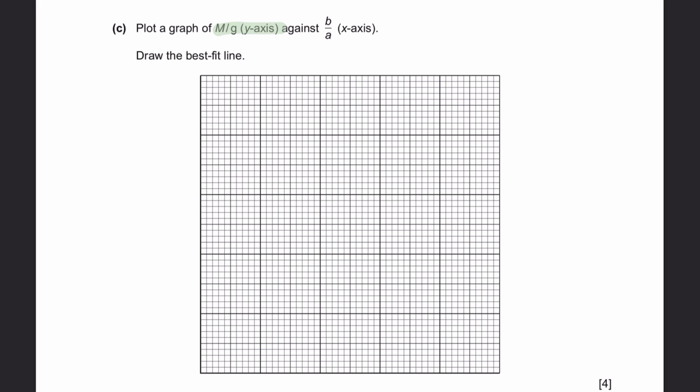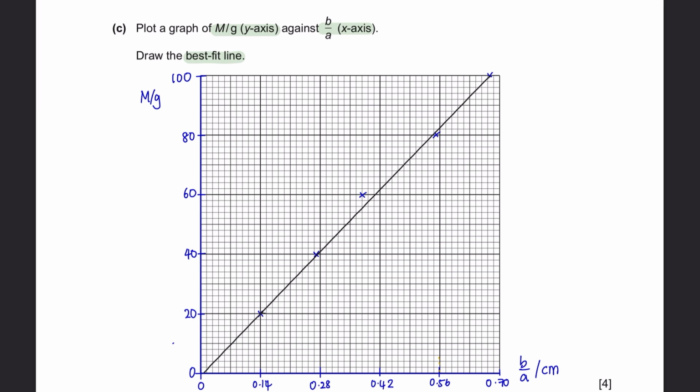Question C. Plot a graph of m, g, y-axis against b over a, x-axis. Refer to your table and plot your points accordingly. This is what a best fit line will look like.